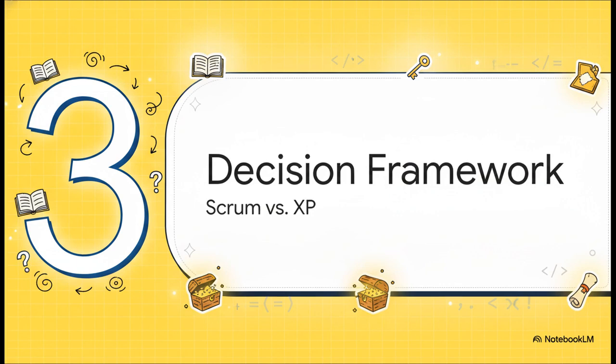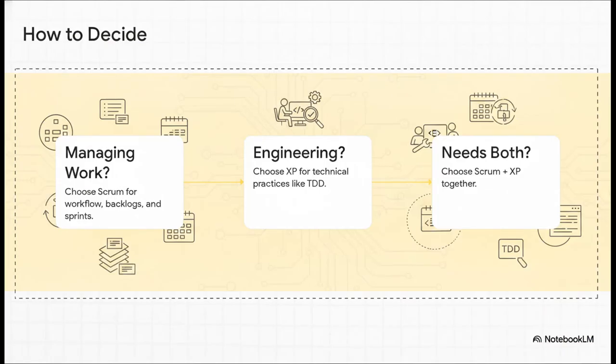Section 3. The decision framework. Okay, let's equip you with a step-by-step decision framework so you know exactly how to react to those tricky keywords. This is literally your ultimate exam hack. Step 1. Ask yourself, does the scenario focus on managing work, setting up sprints, or prioritizing backlogs? If yes, pick Scrum. Step 2. Does the scenario explicitly mention strict engineering practices like TDD or pair programming to ensure high quality? If yes, go with XP.